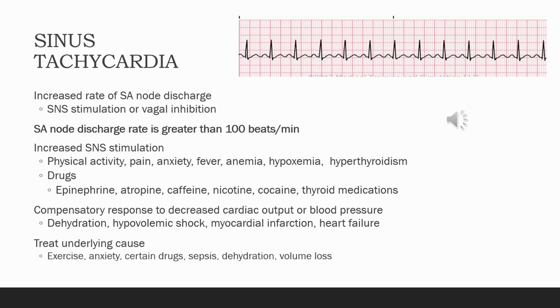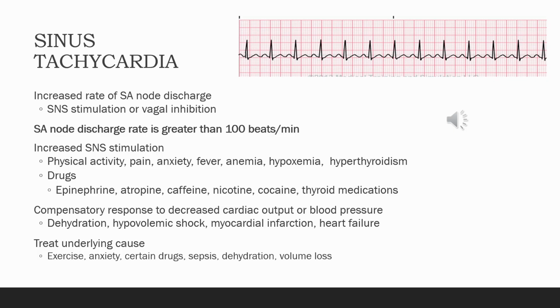One of the most common triggers is going to be an increase in sympathetic stimulation. So we see this with physical activity, pain, anxiety, fever. We also see this with things like anemia, hypoxemia, and hyperthyroidism. All of these increase that sympathetic nervous system stimulation, which increases the heart rate. Different drugs can cause sinus tachycardia, things like epinephrine, even caffeine, nicotine, cocaine, and thyroid medications.